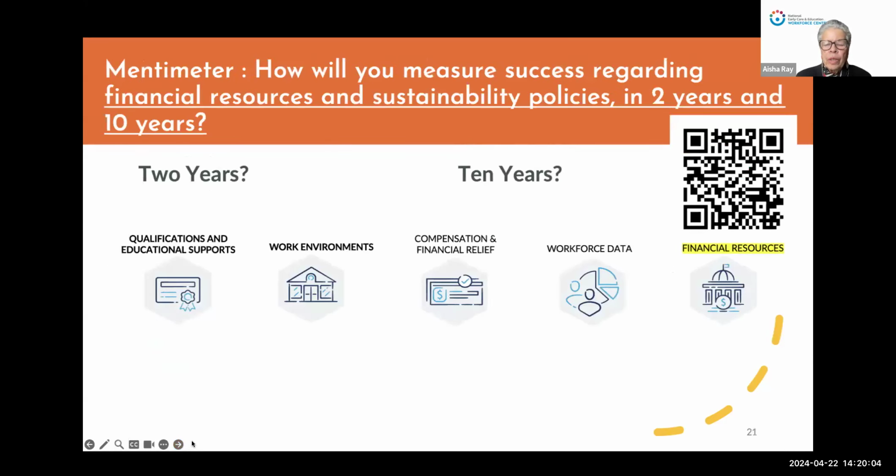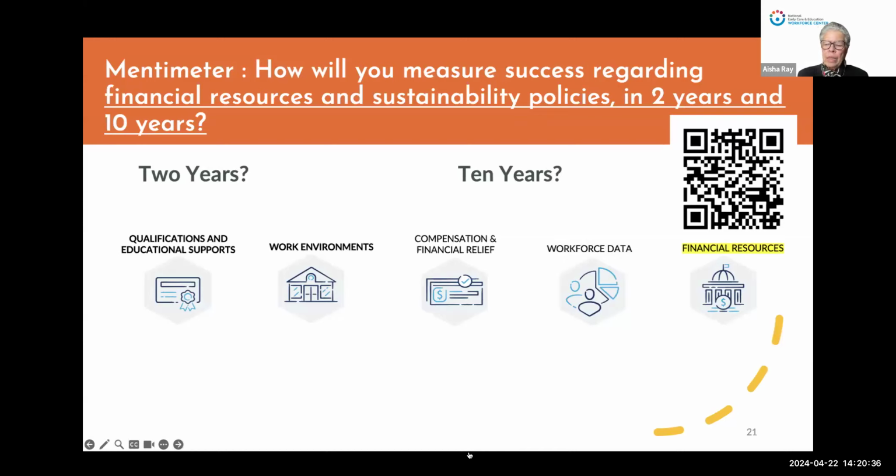So here we want you to think about what we think has emerged in these conversations we've had with you over these many months. That's a critical question. How will you measure success regarding each of these policy elements that we've talked about over the last number of months? But for today, we'd like you to share with us how you will measure success regarding financial resources and sustainability projects in 2 years and in 10 years.